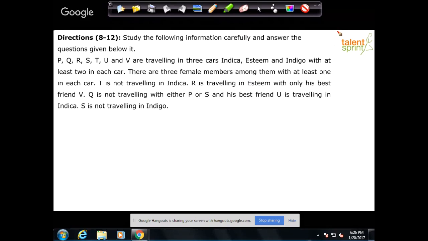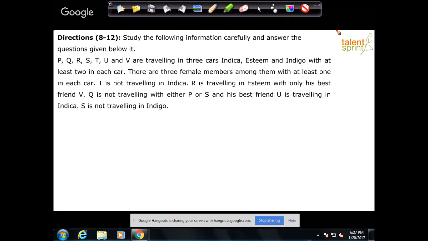Let's look at this question based on seating arrangement. P, Q, R, S, T, U, and V are traveling in 3 cars: Indica, Esteem, and Indigo, with at least 2 in each car. There are 3 female members amongst them. T is not traveling in Indica. R is traveling in Esteem with only his best friend V. Q is not with either P or his best friend U, who is traveling in Indica. S is not traveling in Indigo.